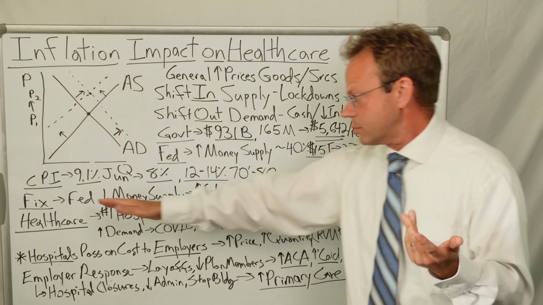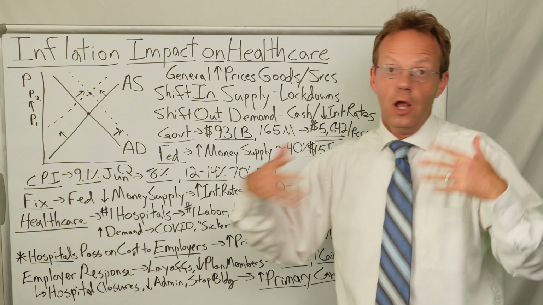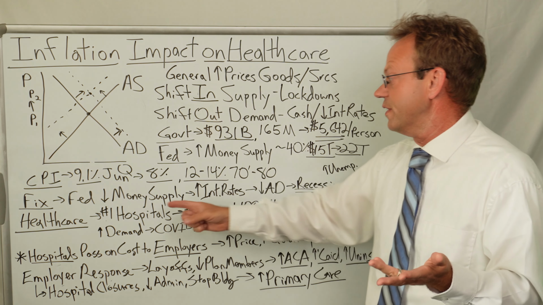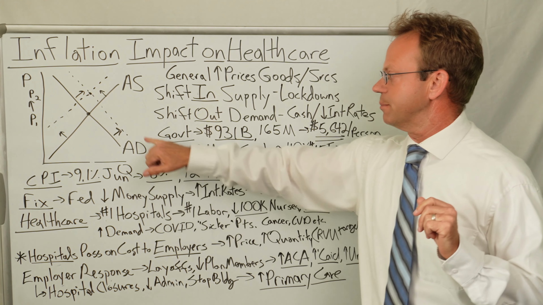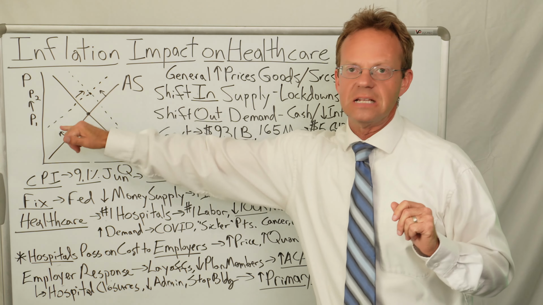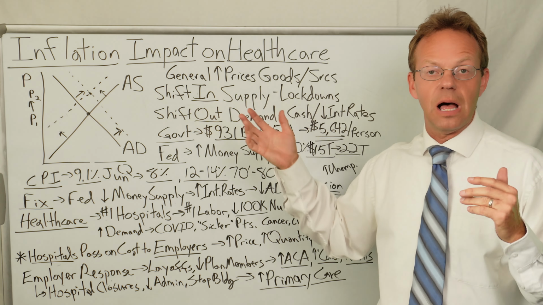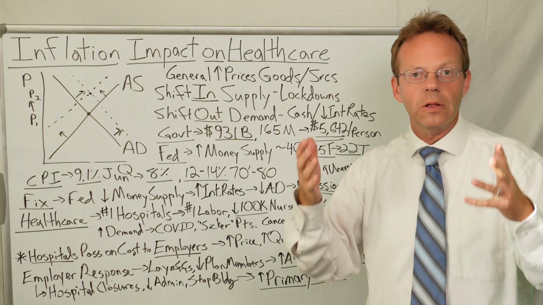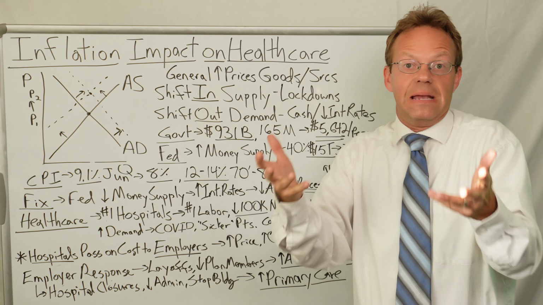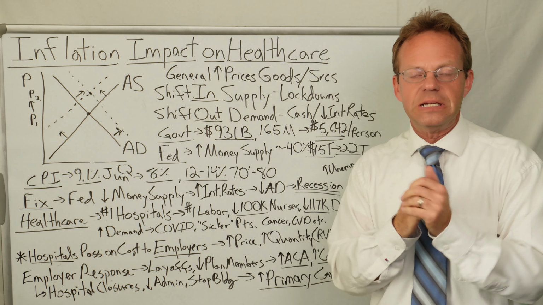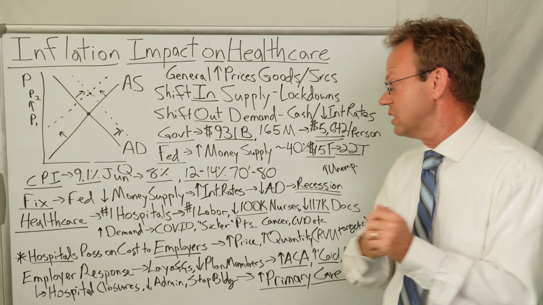Okay, now, what does the Federal Reserve do to fix it? This has happened before. It happened in the 70s and early 80s. What does the Federal Reserve do to fix it? They decrease the money supply. In other words, they shift aggregate demand back in. The Federal Reserve cannot do anything about supply. It can't make oil. It can't make nurses. It can't make doctors. It can't make school teachers. All it can do is decrease demand by decreasing the money supply.